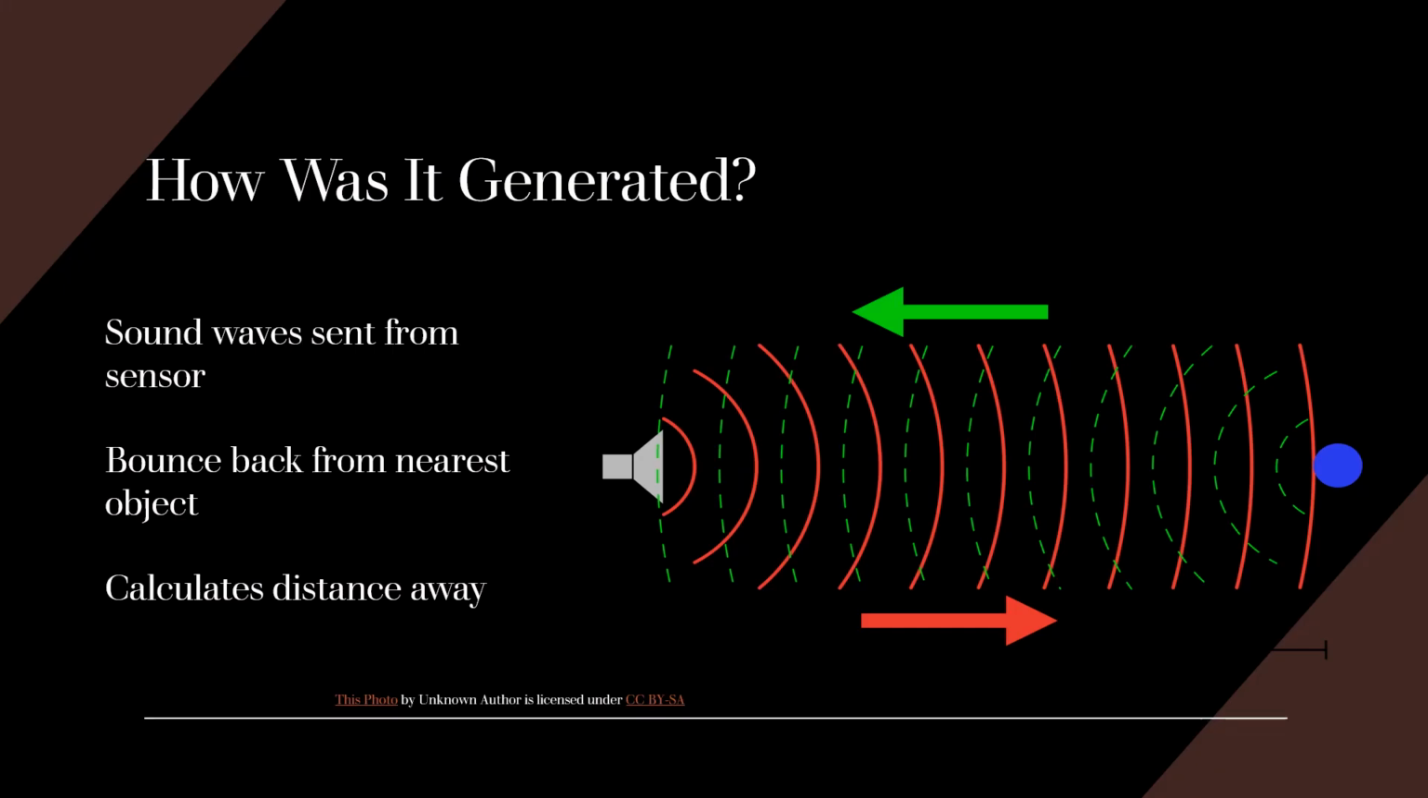So again, first off, we're going to start with how these graphs are generated. The sound waves are being sent from the sensor over here on this side, and they're going to bounce off the object. Again, they're going to bounce off the nearest object. So that gets a little tricky when dealing with people because arms are going to move, your body's going to rotate side to side. So different things are going to cause the graphs to not be perfect. But what it does after it bounces back is it calculates the distance away by using the speed of sound and the time it takes that sound to return back to the motion detector.